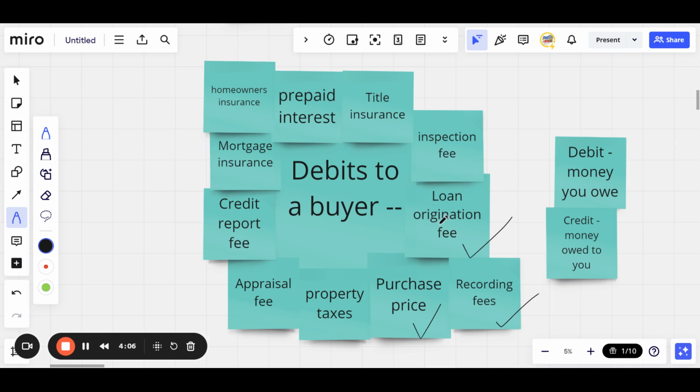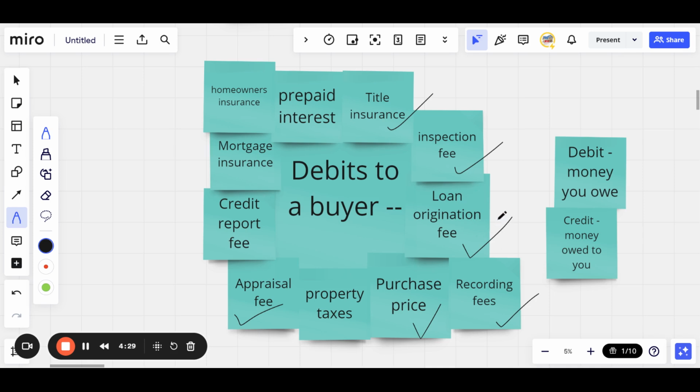Now, along with that, title insurance, inspection fees, kind of similar to loan origination fees, right? If you have any kind of appraisal that has to go along with the loan, I'm just kind of getting a little granular with you as to some things that are going to show up that would just be like, oh, that is a debit to the buyer.